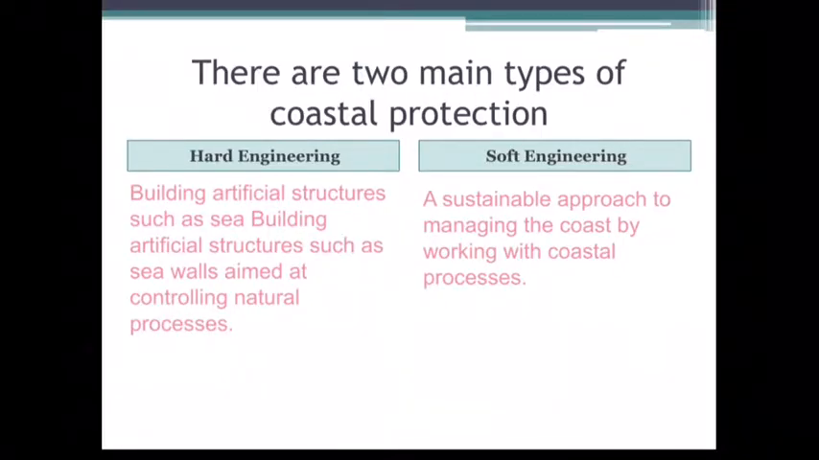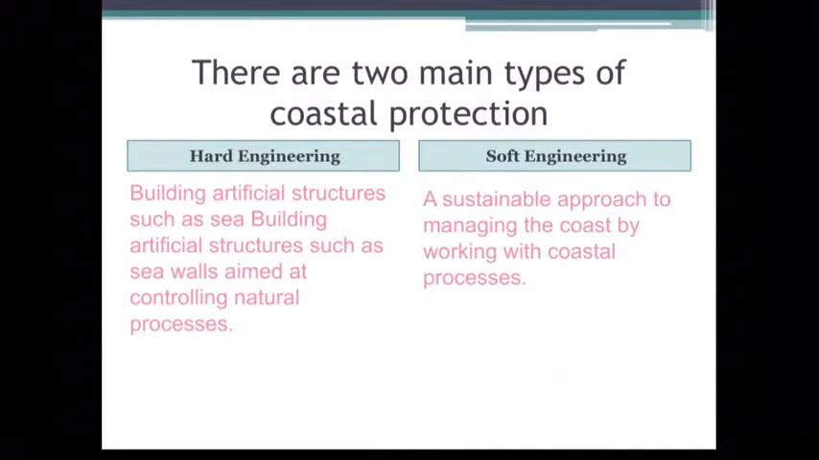So as was mentioned earlier, there are two main types of techniques that are used to protect the coastline. One of the methods is called hard engineering, the other one is called soft engineering. Hard engineering is building artificial structures such as seawalls aimed at controlling natural processes. So these are big, expensive, technical pieces of building work that are put in place to stop and to control the processes of erosion and transportation and encourage deposition in most cases.